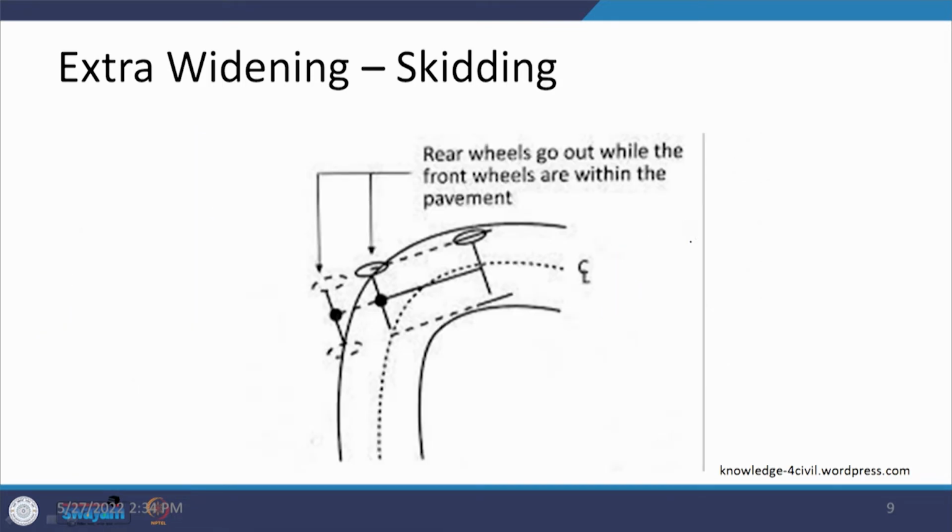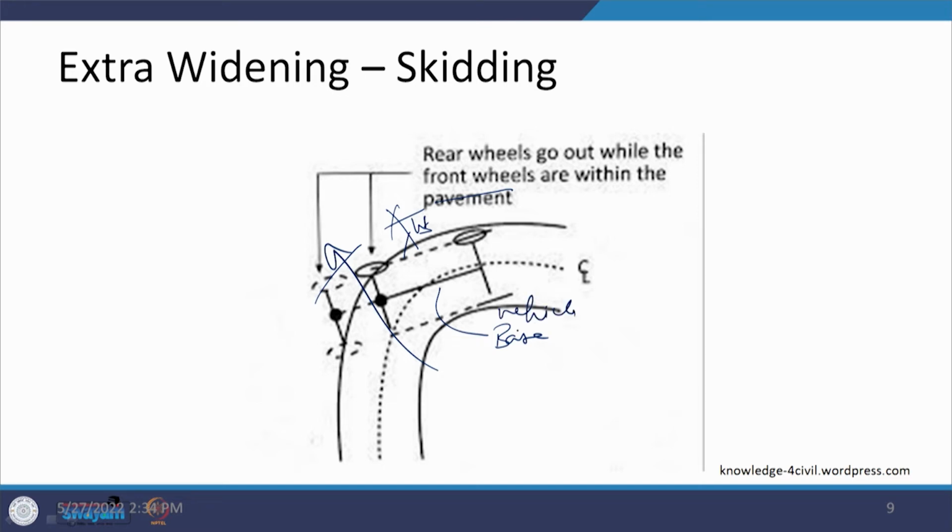This is another case where we found that the rear wheels are going out when the front wheels are within the pavement. So, there is a force trying to take them out, and that is where the skidding is happening in this particular direction. If this is happening in this direction, then again you need widening here, and this widening is for the skidding condition, but the culmination is because of the vehicle base which is there.